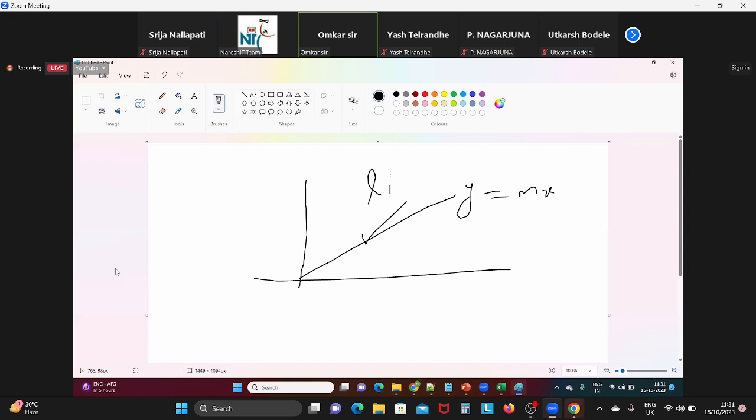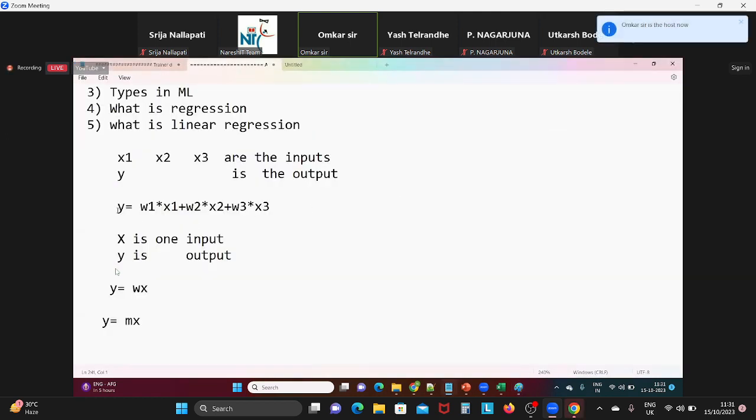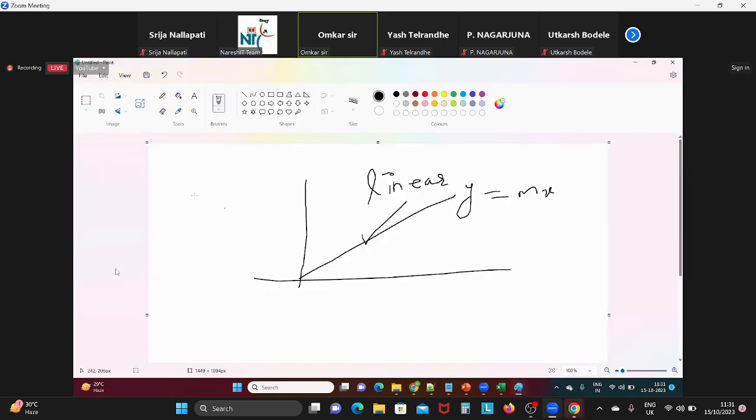What is the line? It is called a linear line. And that's why the equation is also called linear regression. Why is the name linear regression? Because it is a linear curve. The power is equal to 1. Y is equal to x is nothing but which equation? It is a linear equation, because the power is how much?